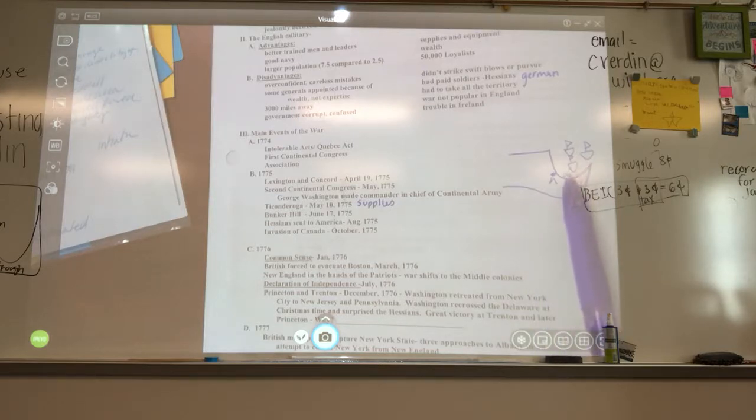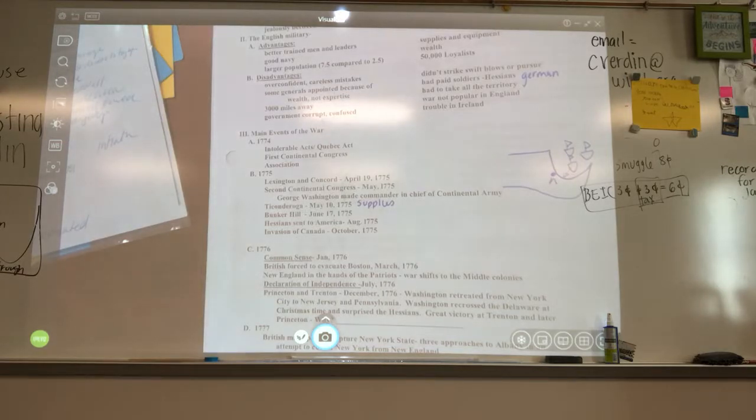So the first time the British try to storm the hill, do the British get it? No, because they have supplies. The second time the British try to storm the hill, they don't get it. The third time, what has happened to their supplies? It's gone, and the British storm the hill, the colonists run away.